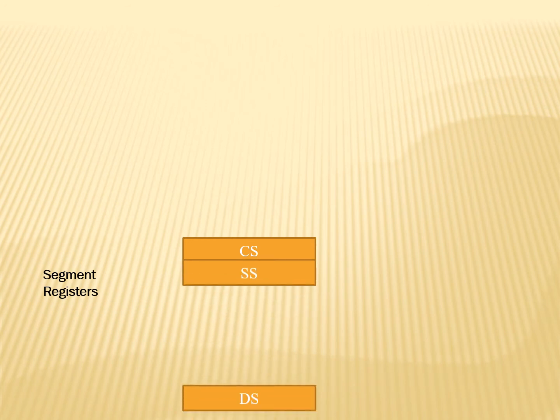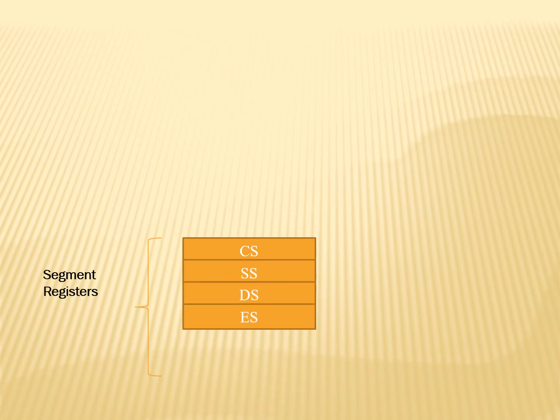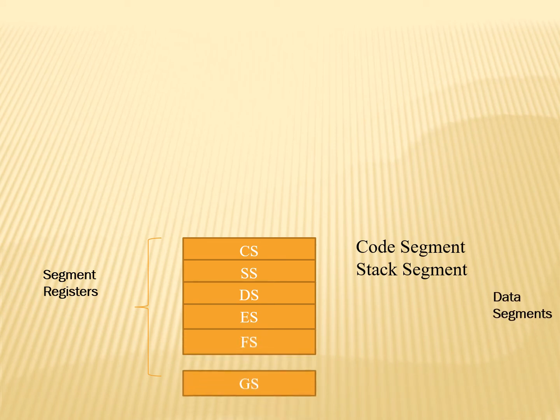Next come the segment registers. We have CS, SS, DS, ES: code segment, stack segment, and we have FS and GS, which together are called the data segments. Now let me first explain the speciality of segment registers. Segmentation of memory is done with the help of the segment registers. Segment registers play a very important role while performing any operation with the external memory.